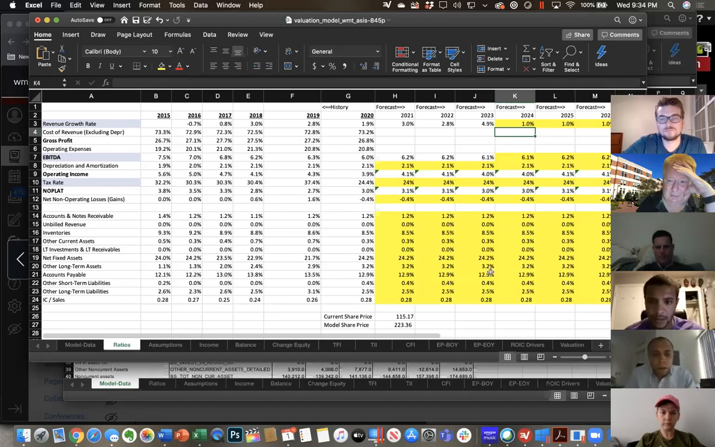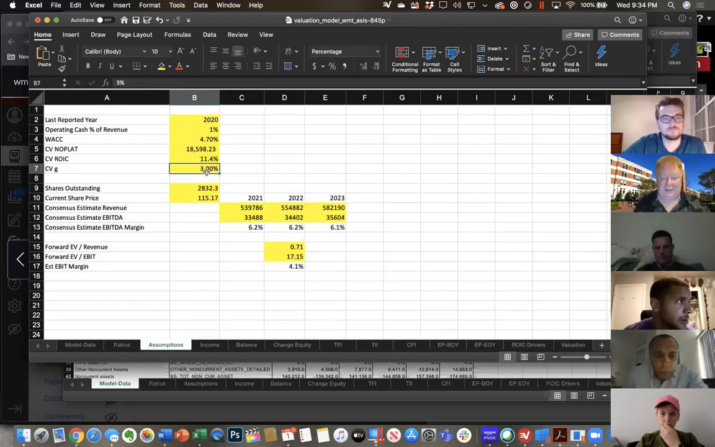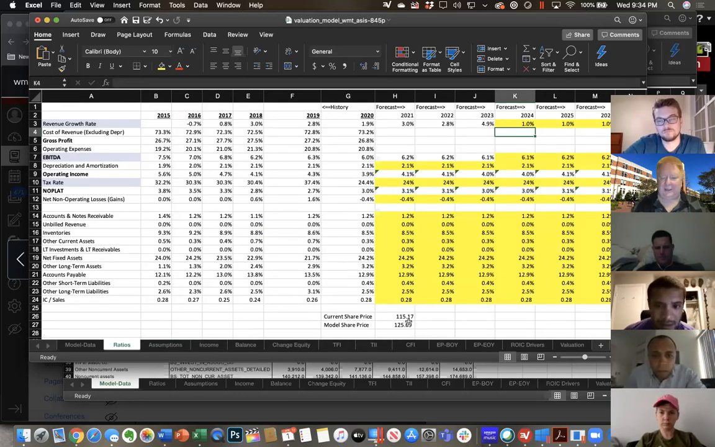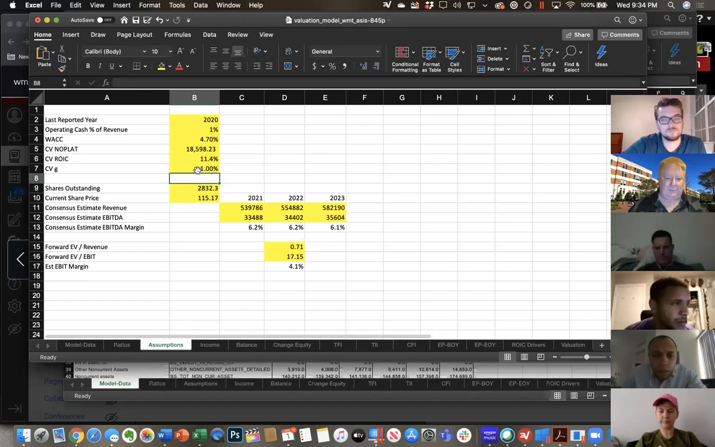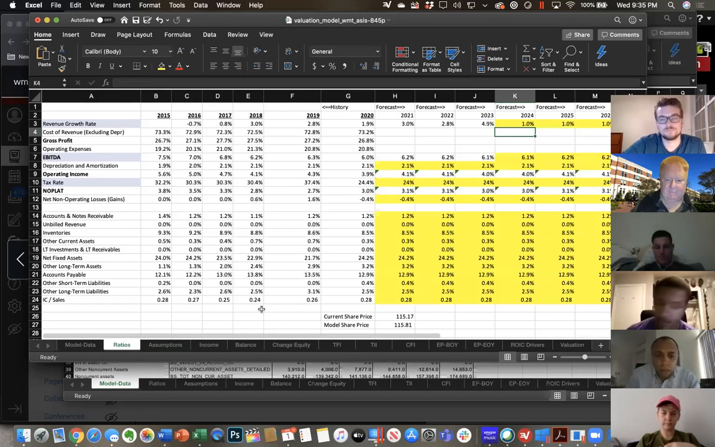Whether it's 1 or 2, it's not going to change the price that much. So what this tells me is my G is too high. G can't be 3%. What if my G were 1%? Now I'm within a few dollars of the share price. I'm $9 away. What if my G were 0.5%? Now I am very close. I'm within a dollar.